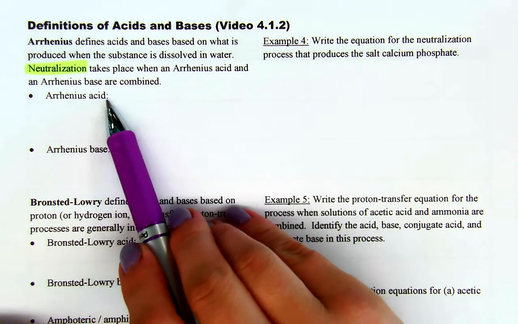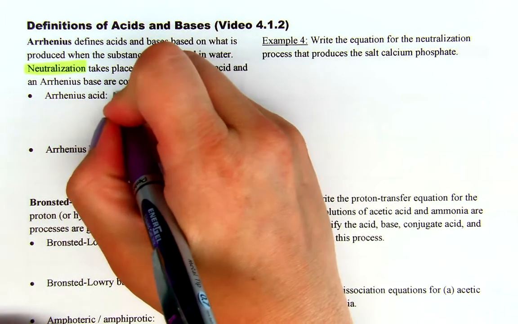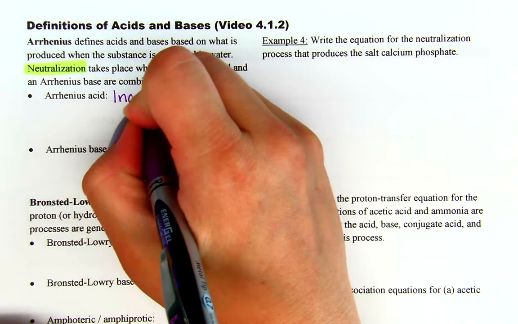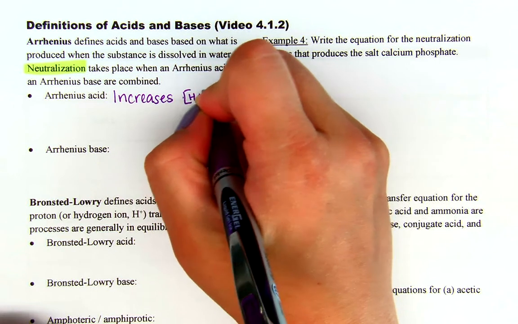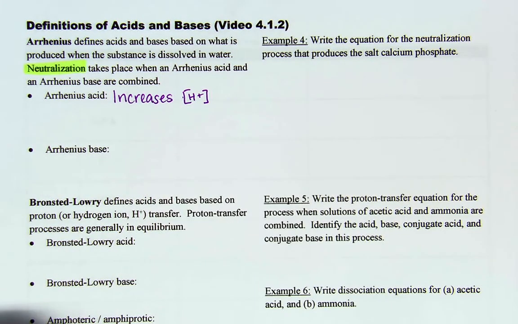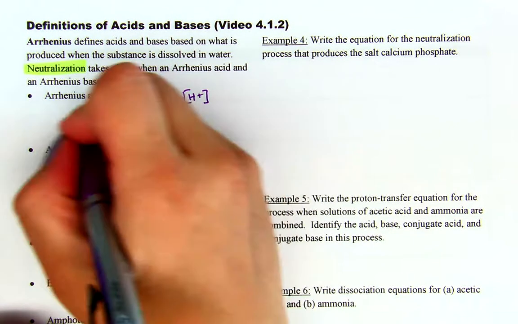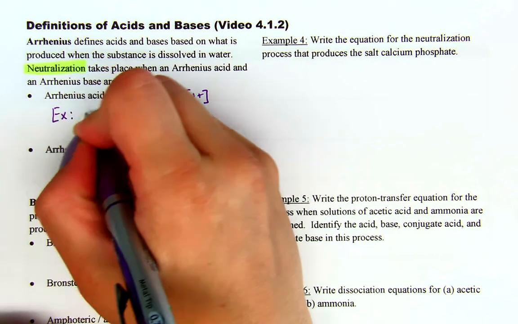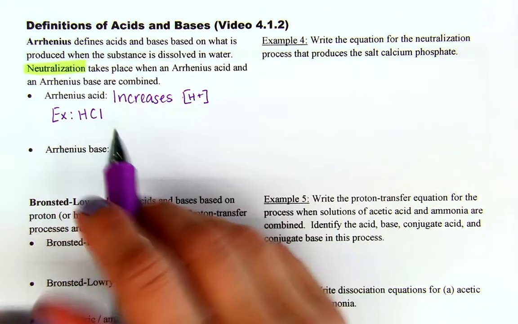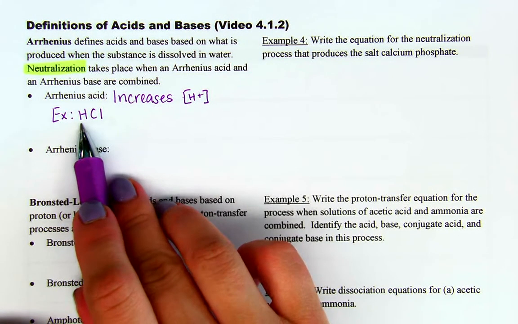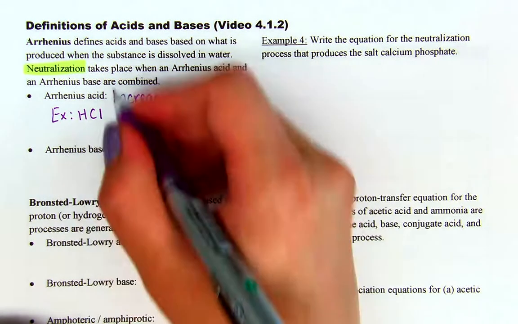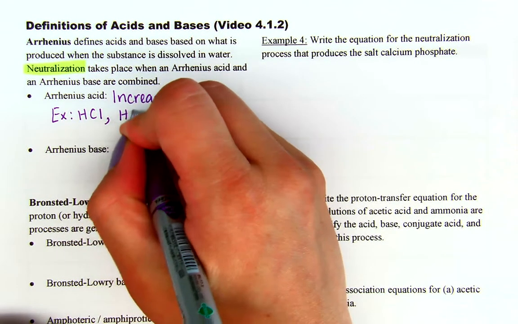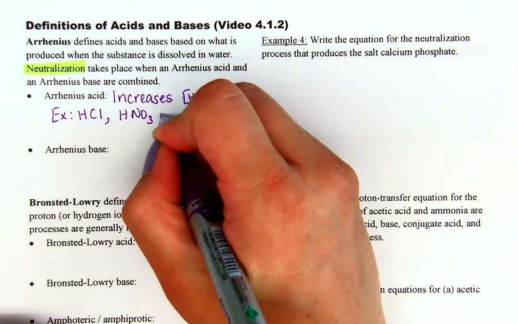So the definition of an Arrhenius acid is something that increases the concentration of hydrogen ions when you dissolve it in solution. So it gives off hydrogen ions. So for example, HCl, hydrochloric acid, will dissociate into H plus and Cl minus, thus increasing the concentration of hydrogen ions. HNO3, nitric acid, a strong acid, will do the same thing.